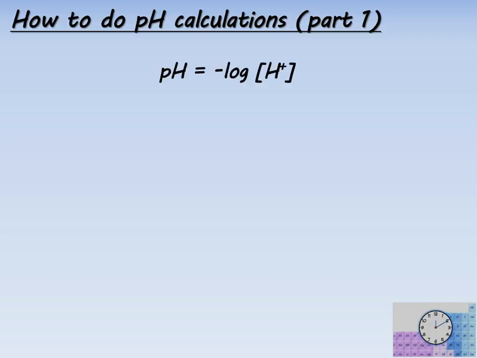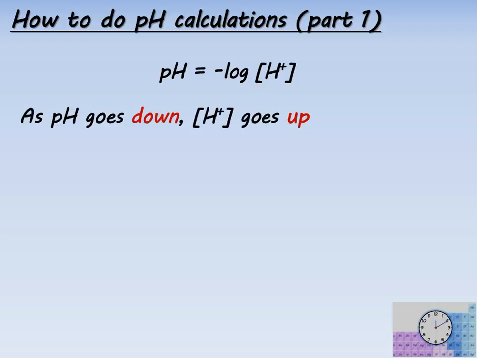Of course, the first thing to remember is that the pH of a solution can be worked out by taking the negative log of the hydrogen ion concentration. This means, of course, that as pH goes down, the concentration of hydrogen ions will go up.